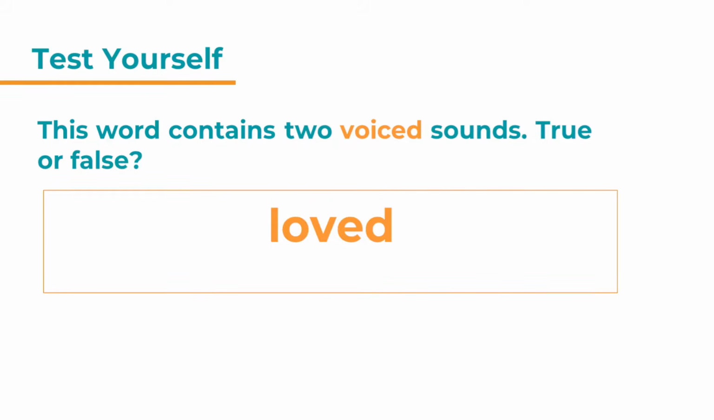Test number 3. This word contains 2 voiced sounds. True or false? Loved. False, because this word contains 4 voiced sounds. In fact, it consists of only voiced sounds. L, A, V, D. All of those sounds are voiced. We have 3 consonants, L, V, D, and a vowel A. All of those are voiced. Loved.